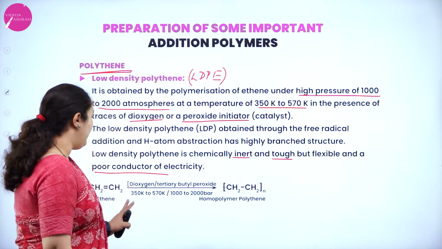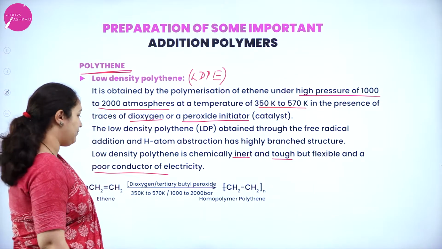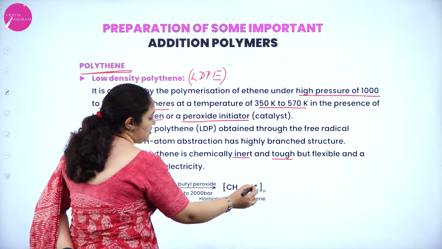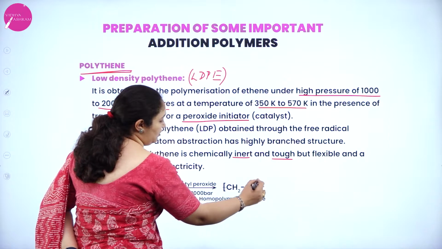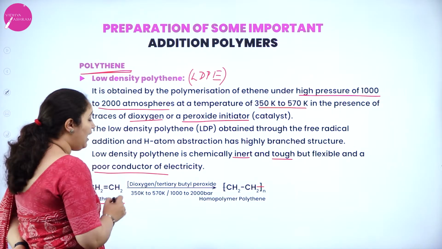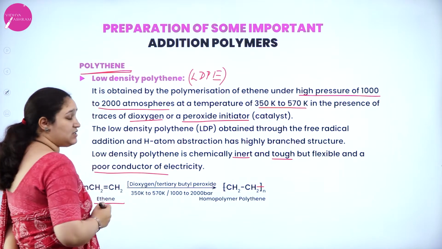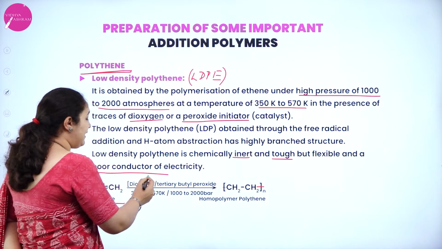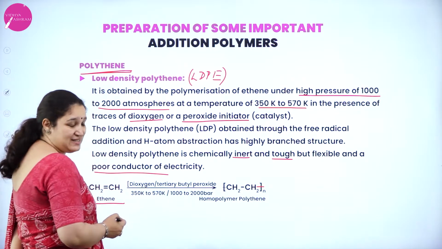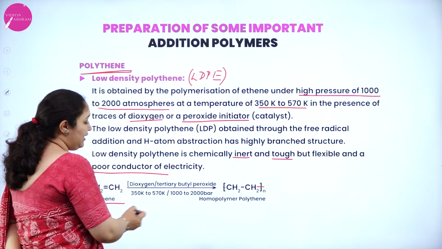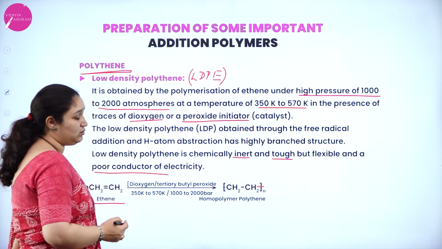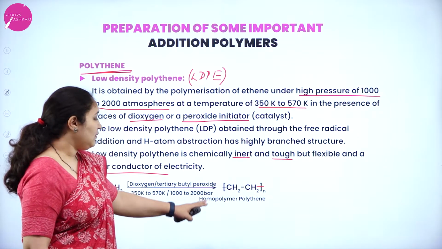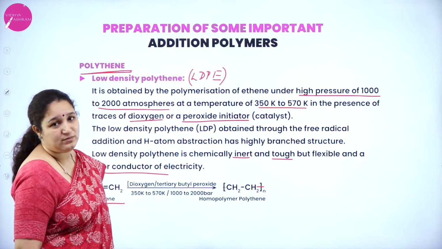Now what you basically need to know is this equation, if you remember it, that's sufficient. CH2 double bond CH2, ethene, gives CH2 single bond CH2. Remember to put the bracket and write n number of times, and the conditions required, just learn them or write them above or below the arrow mark. Dioxygen or tertiary butyl peroxide as a catalyst, 350 to 570 Kelvin and 1000 to 2000 bar or atmospheric pressure. Okay, and it is a homopolymer. Fine.